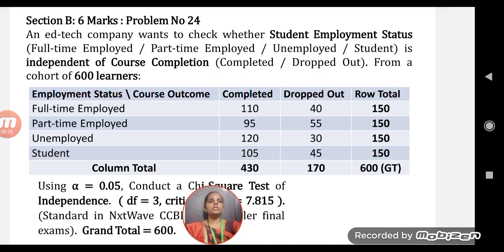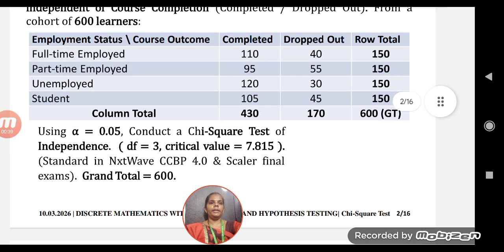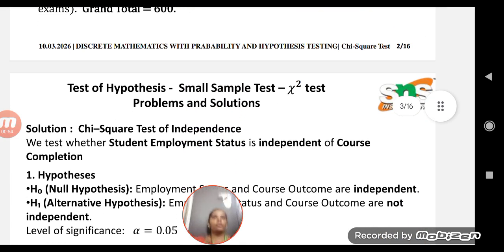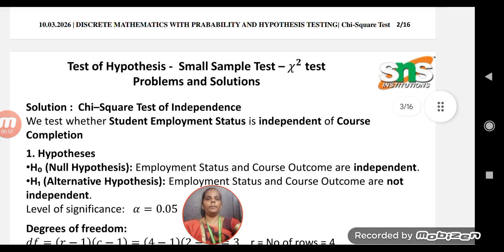The company wants to check whether the student employment status, full-time employed, part-time employed, unemployed or student, is related to completion or dropout. From this cohort of 600 learners, I have given the data. The completed column total is 430 and dropped is 170, whereas the row totals are 150, 150, 150 and 150. We have to conduct a chi-square test of independence and give the final results. For that, first we have to define the hypothesis.